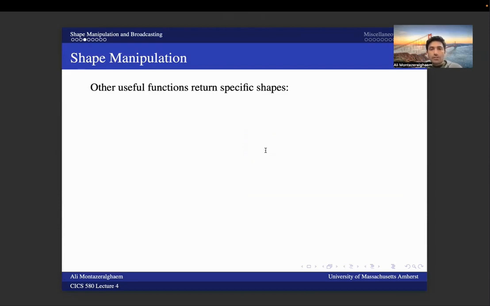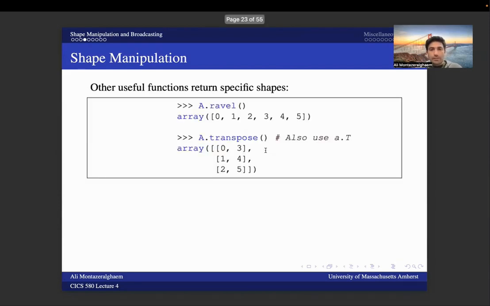Other useful functions return specific shapes. For example, ravel can flatten your NumPy array. This means that if you pass a two-dimensional array, for example, here A is a two-dimensional or three-dimensional array, and you want to generate a one-dimensional flat array, you just need to call ravel with parentheses, and the output is just a one-dimensional array.